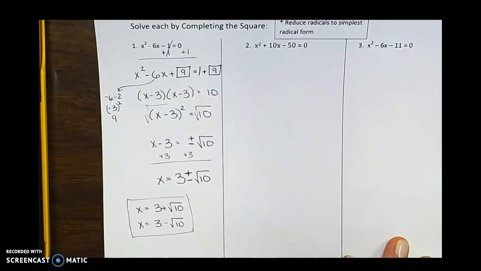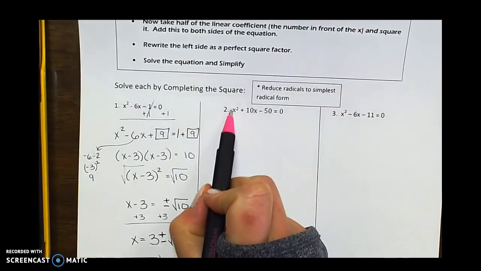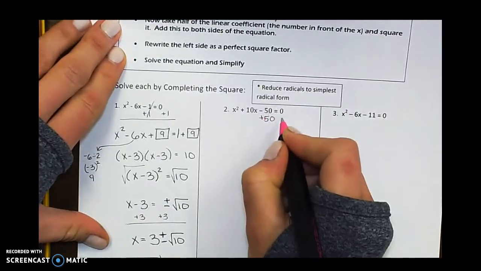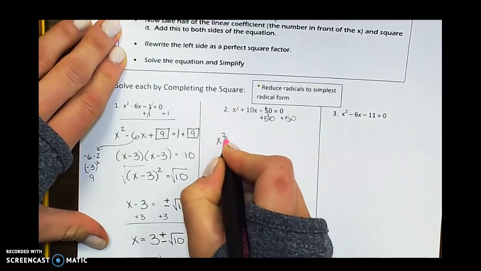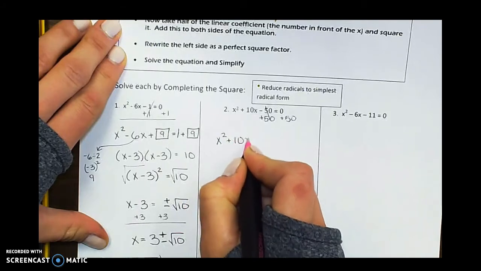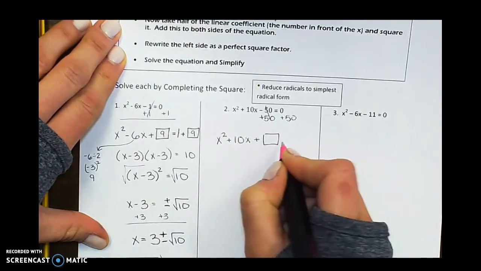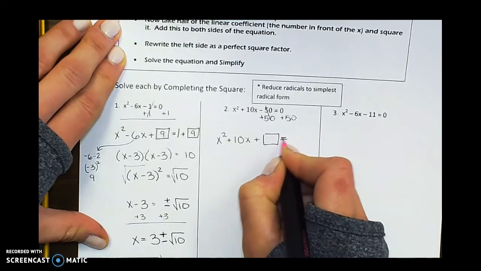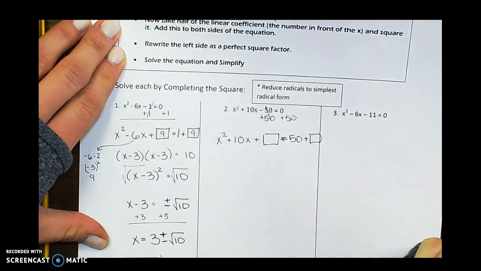All right, let's try this just a few more times. So let's take a look now at number 2. So your a value is 1, so that means now all we have to do is add the 50 to the other side. All right, when we rewrite this, where the 50 once was, now we're going to go ahead and add a square. Oops. And then this should be an equal sign. And we're going to go 50 plus your square.